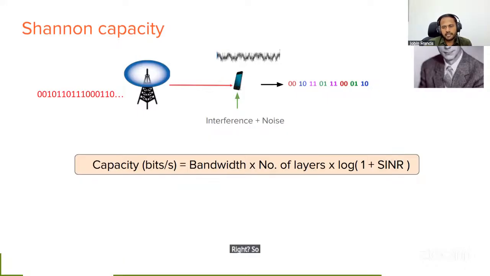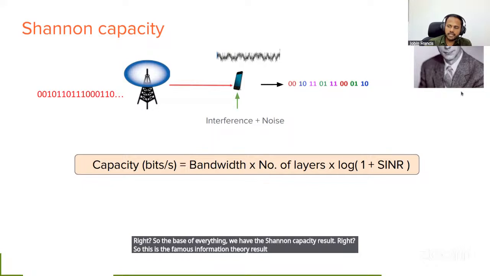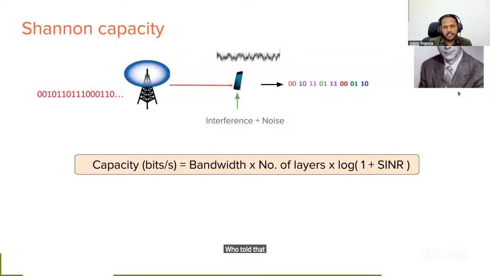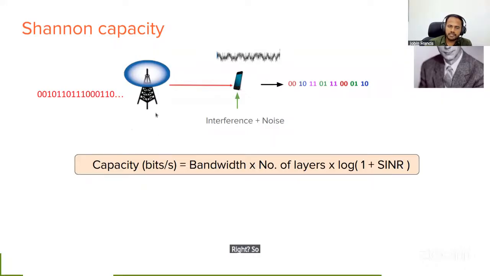So at the base of everything, we have the Shannon capacity result, right? So this is the famous information theory result by Claude Shannon, who told that the rate at which you can transfer bits to any device is fundamentally limited by this expression here, right? So the setup is the following.